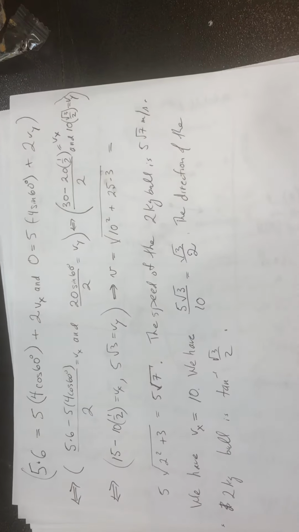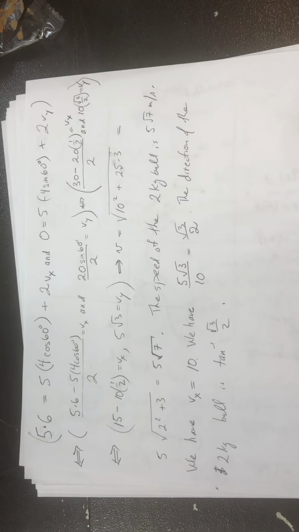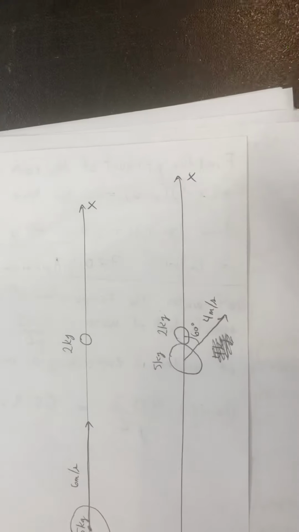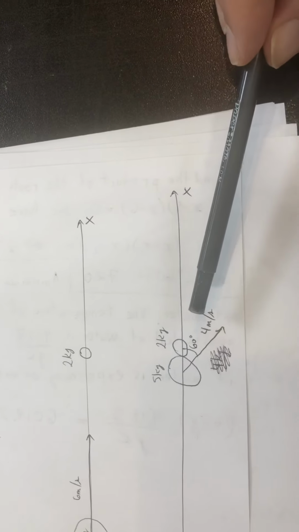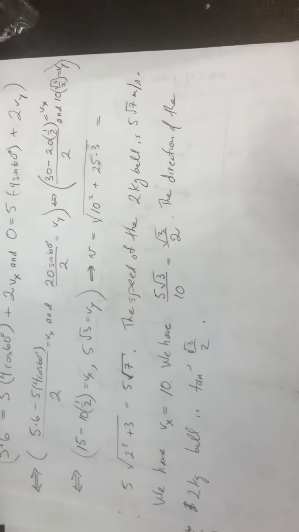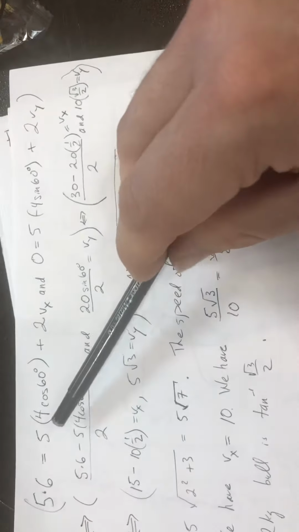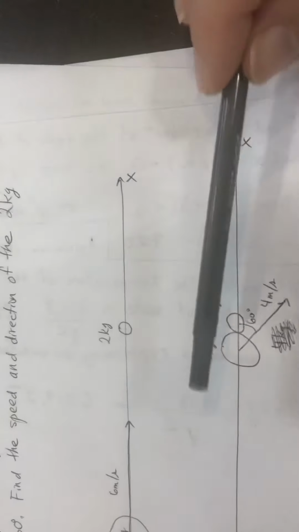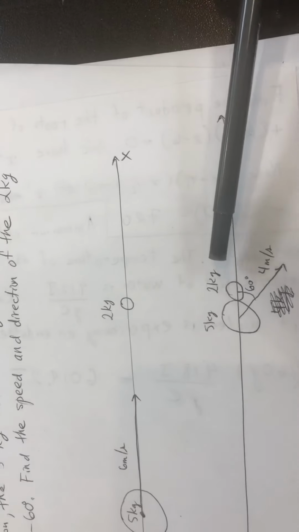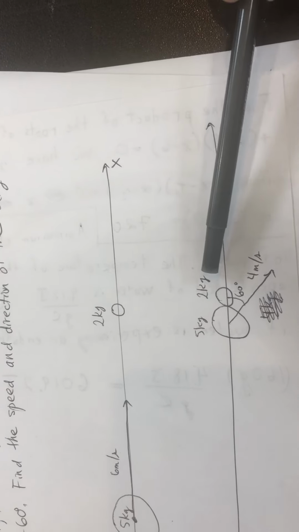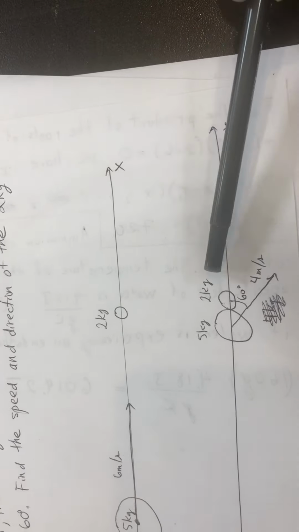The after x components of momentum are 5 times 4 times cosine 60 degrees. Notice how I check, always check. 5 times 4 times cosine 60 degrees plus 2, let's just call this v. The v will denote the velocity of the 2 kilogram ball. So plus 2vx.